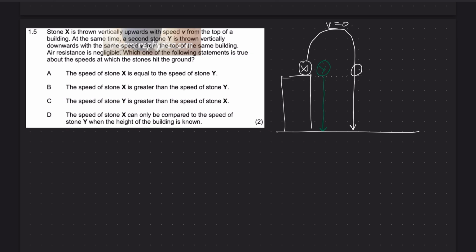For example, if X was thrown upward at a velocity of 10 meters per second, then when it reaches this point, across from it, its velocity will be negative 10 meters per second. So it is as though Y and X are thrown at the same velocity. So they both will travel down, and when they hit the ground, they will hit the ground with the same speed. So the answer is A.